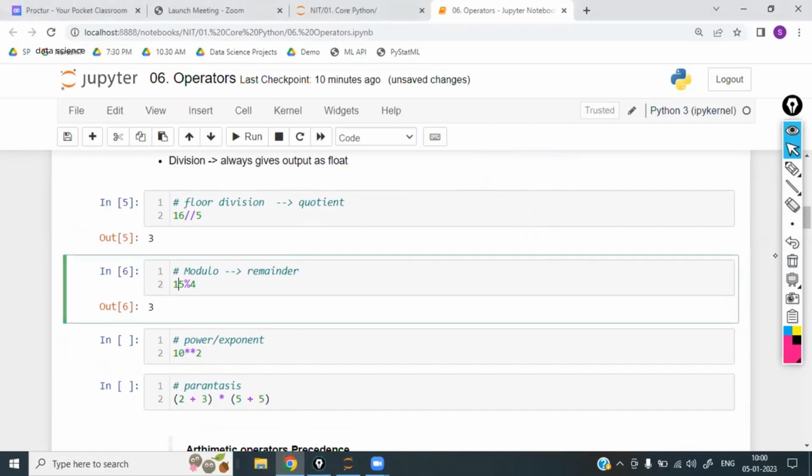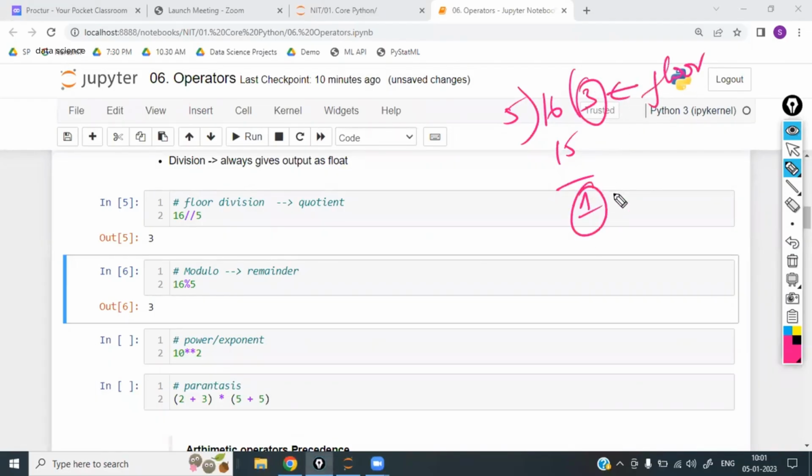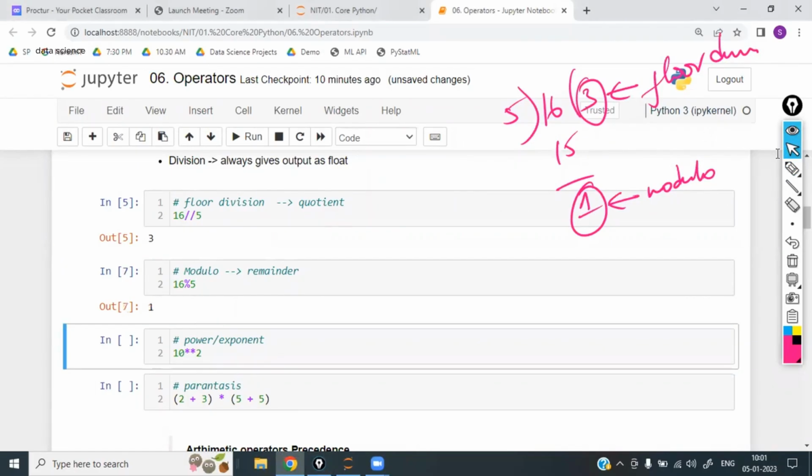Otherwise, if you consider this one also, 16 by 5 only. If you take the example with 16 by 5, you are going to get a remainder of 1. This is called the floor division value. This is called the modulo value. This is modulo. 16 modulo 5 means with respect to the remainder, which is 1.